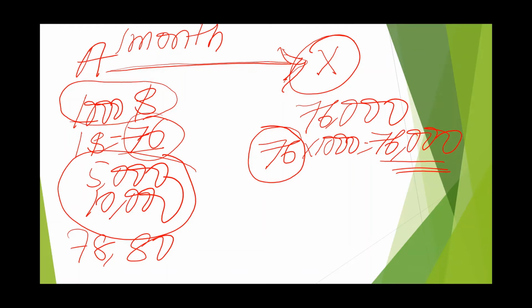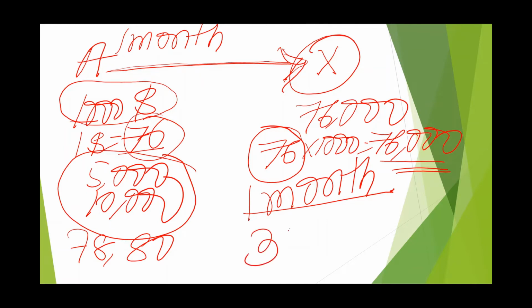Now coming to the settlement dates in the forward market, it all depends upon which type of contract you have entered. If you have entered a 1 month forward contract, that means the settlement date will be after 1 month only. If it is 2 months, it will be after 2 months only. If it is 3 months, the settlement date will be after 3 months. So in the forward contract, the settlement date depends upon the type of contract that you have entered in the forward market.